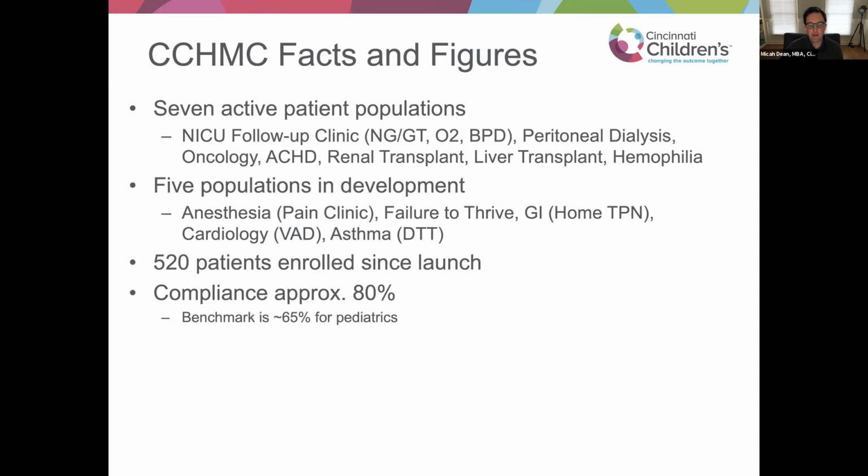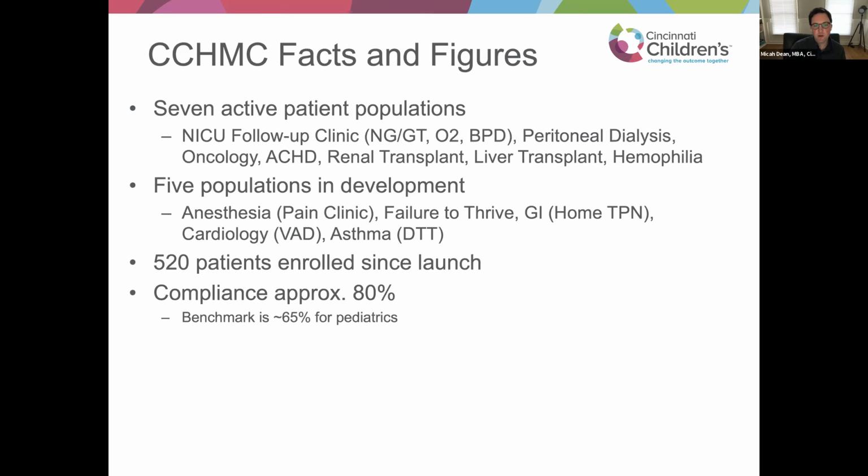We also have 5 new populations in various stages of development. We're working on pain clinic with our anesthesia division, failure to thrive for those younger children who are unwell and having a variety of struggles, GI for patients who are on home TPN infusions, cardiology for patients with a VAD device, and then asthma. The DTT is for difficult to treat. So we have a large asthmatic population here in Cincinnati, and we have them stratified into various groups. So that difficult to treat is sort of our 10 to 15% of patients who are the most critically ill with asthma, need the most attention.